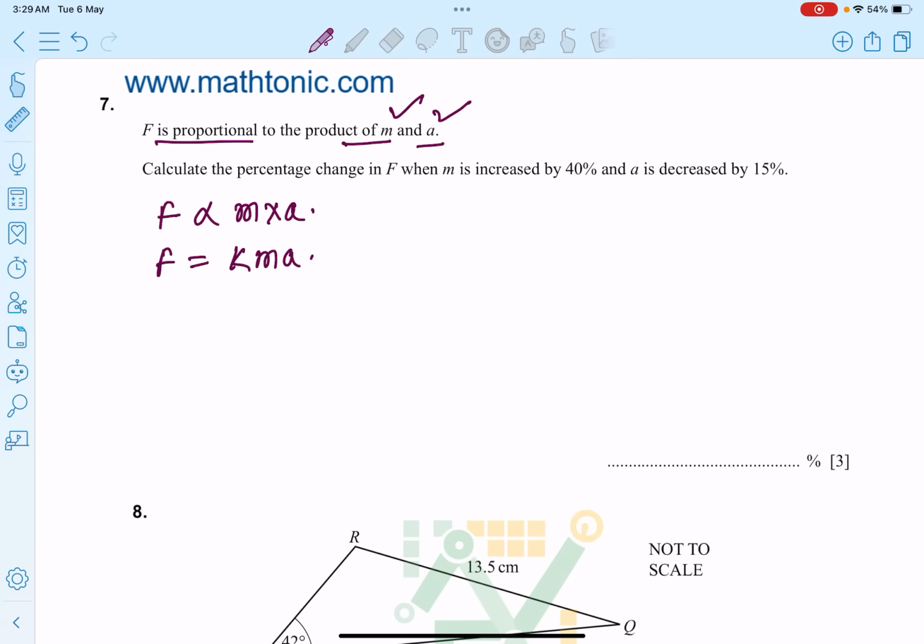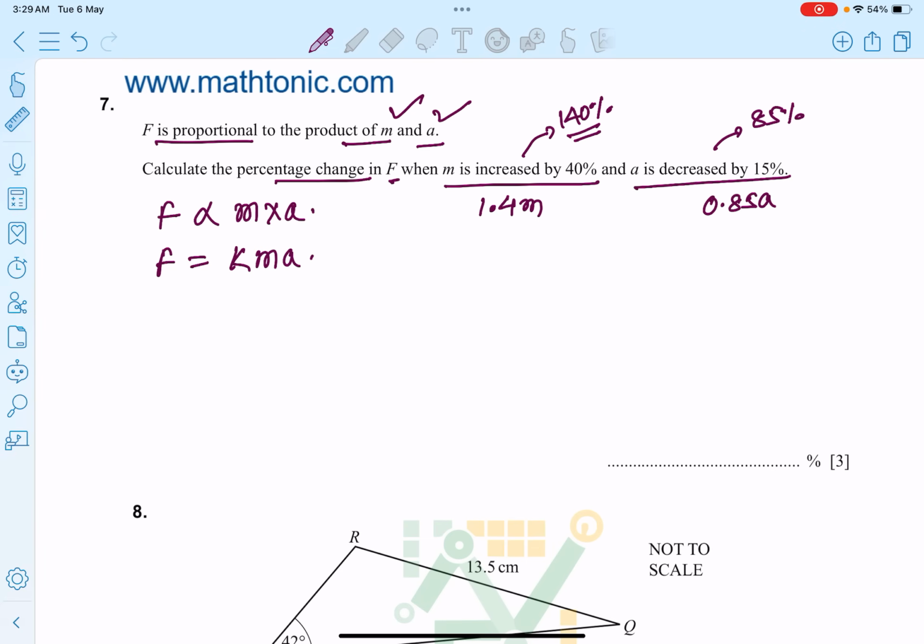Now question is given, calculate the percentage change in f when m is increased by 40% and a is decreased by 15%. 40% increase means it should be 140%. A decreased by 15% means it should be 85%. So 140% of m, if I write in decimal, you will get 1.4 m, correct? And 85% of a, that means it will be 0.85 a. Did you get it, everyone, clearly?